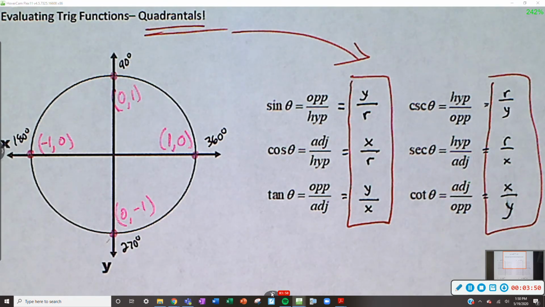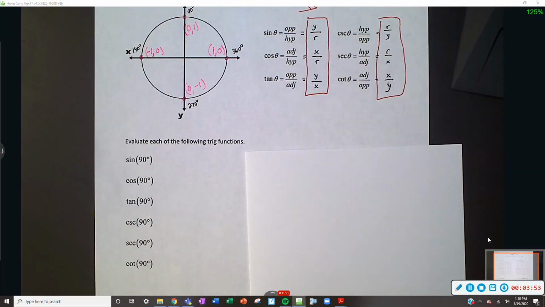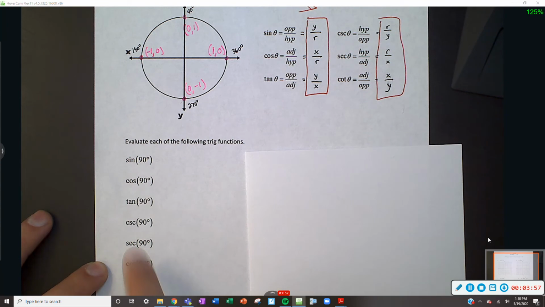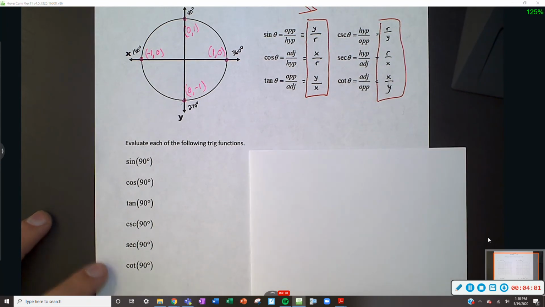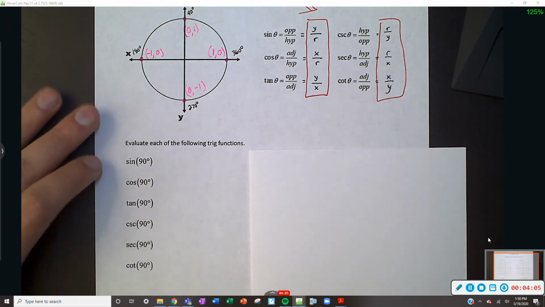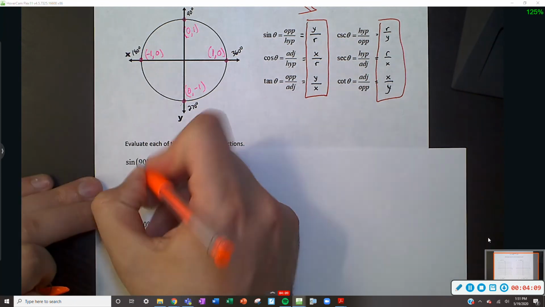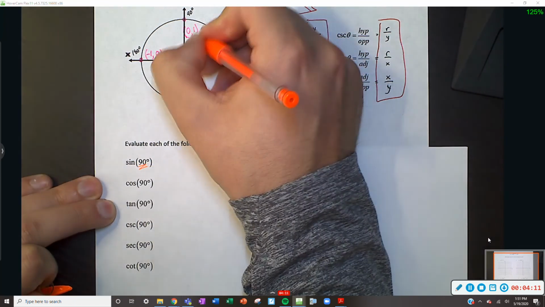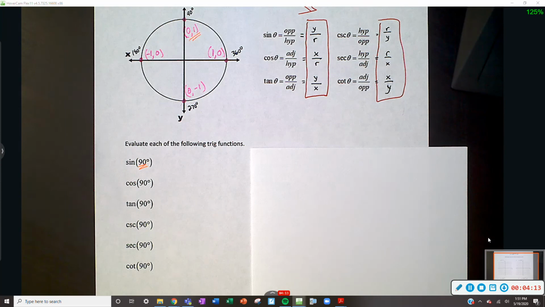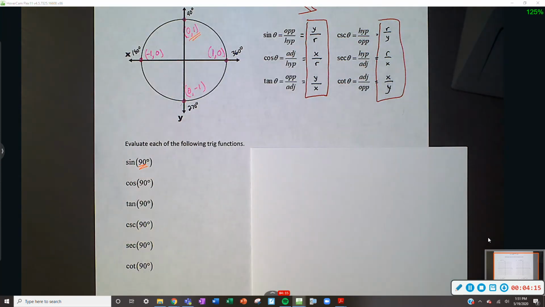So let's see this in action. First up, we're going to find all 6 trig ratios using the same angle, just so you can see how it can progress here. So I happen to pick 90 degrees. Again, it could be a different quadrantal. So for sine of 90, I know that I'm looking at this coordinate right up there, because that's the one that corresponds with 90 degrees.